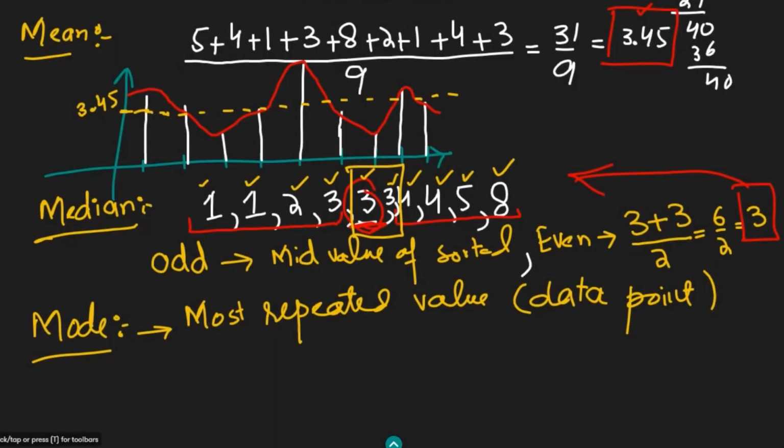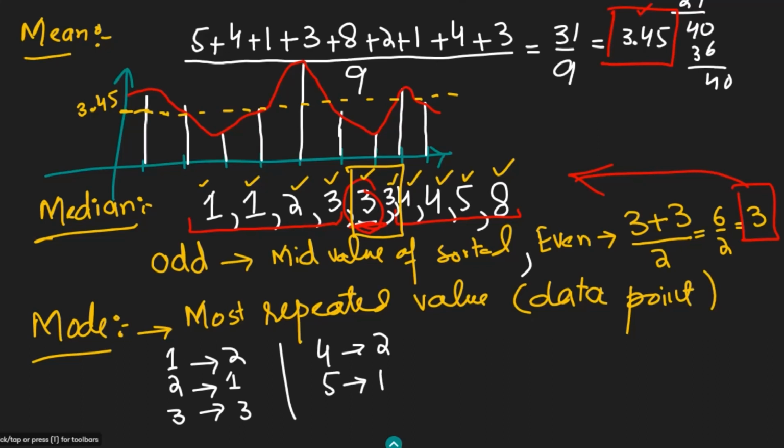Here we can see that we have 1. So 1 is repeated 2 times. Similarly, we have 2. So 2 is repeated 1 time. We have here 3. 3 is repeated 1, 2, 3, 3 times. Similarly, here we have 4. So 4 is repeated 2 times. Similarly, 5 is repeated 1 time, and also 8, which is repeated 1 time.